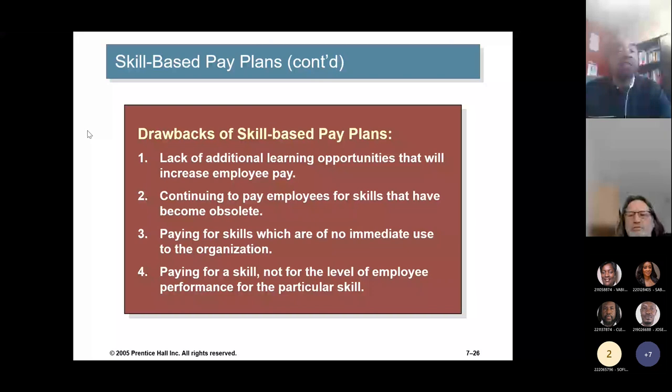I remember when I went to the branch of my bank, most of the colleagues that I used to know, that used to help me, are no more there. Many of them have been retrenched or downsized as a result of the introduction of a lot of new technologies into the workplace. And we the customers have now been asked to rely on apps on the internet for our banking transactions. So, continuing to pay employees for obsolete skills is a drawback.